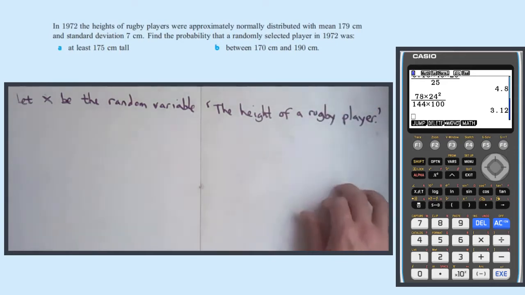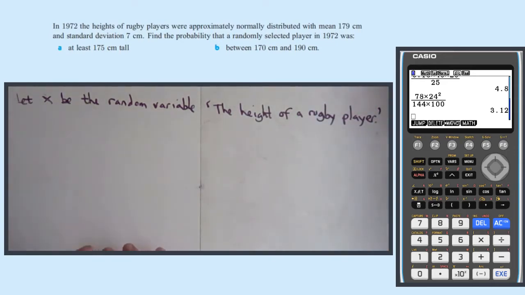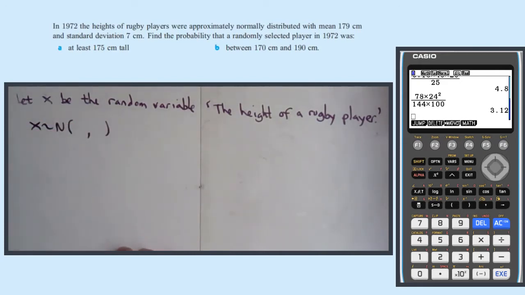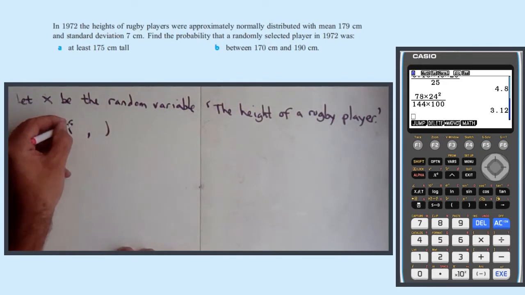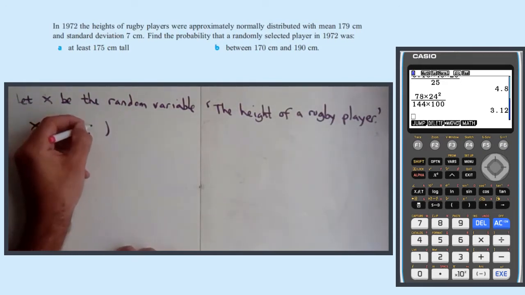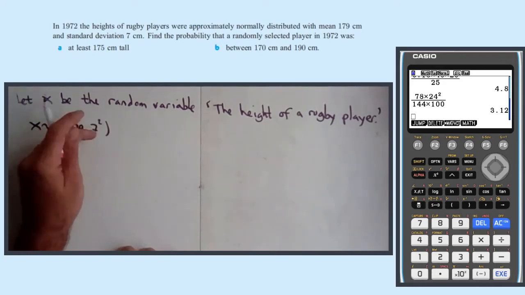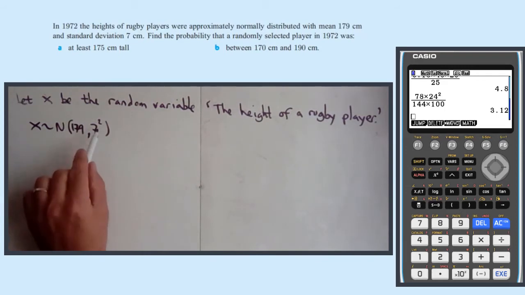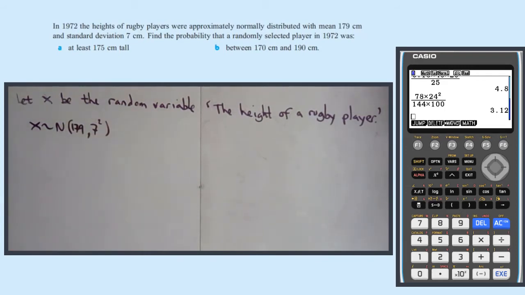Okay, so we've defined the random variable, so we need to say how is it distributed? Well, we've been told it is approximately normal, so x is distributed normally, so we need a mean and a variance. The mean was 179 centimeters. And the standard deviation was 7, so the variance is 7 squared. And I know it seems a bit of a trivial detail, but make sure you write the variance in there and not the standard deviation. Right, so now we need to find the probability.